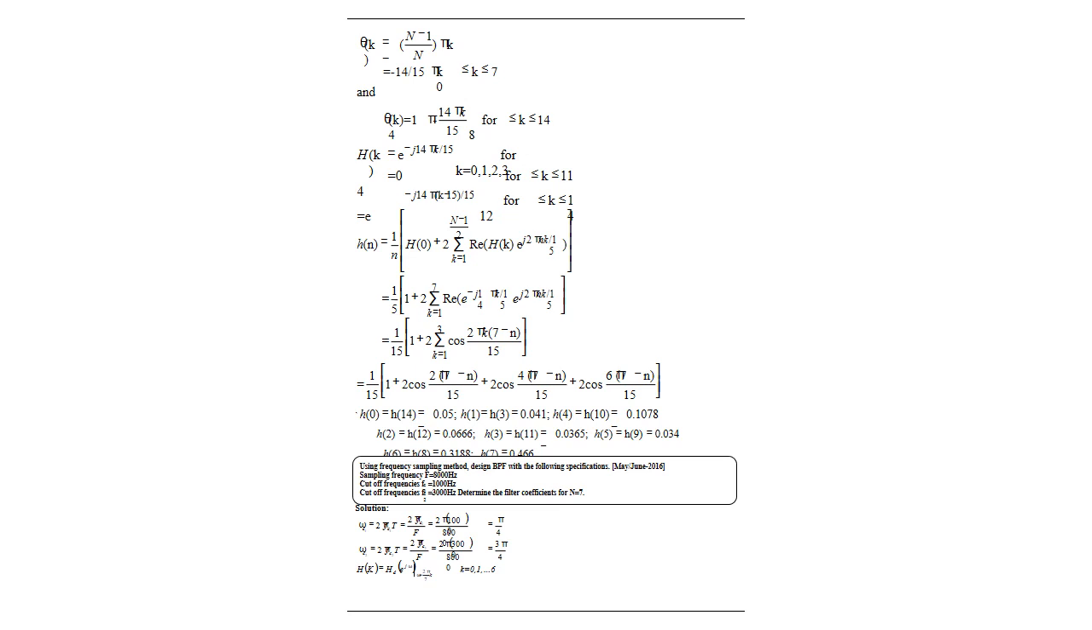and 0 for 4 less than or equal to k less than or equal to 11. So that is equal to e to the power of minus j 14 pi (k minus 15) divided by 15 for 12 less than or equal to k less than or equal to 14. So h of n is equal to 1 by n, h of 0 plus 2 summation k equal to 1 to n minus 1 by 2, real part of h of k e to the power of j 2 pi k n by 15.